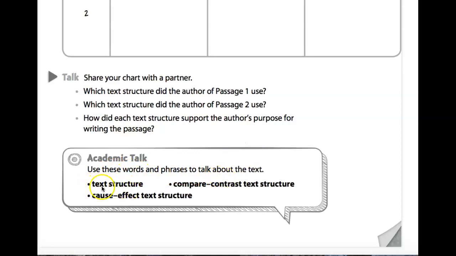Just a refresher on this academic language, text structure, we just talked about it. Compare and contrast text structure. Text just means the written piece that you read, like passage or paragraph is text. Cause and effect text structure.